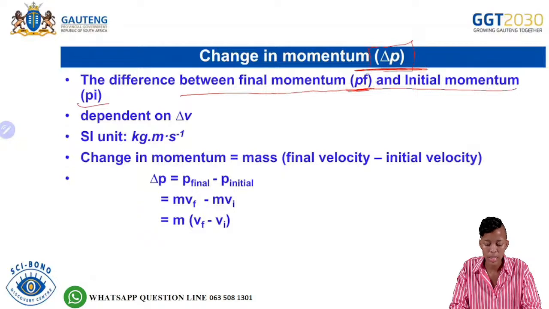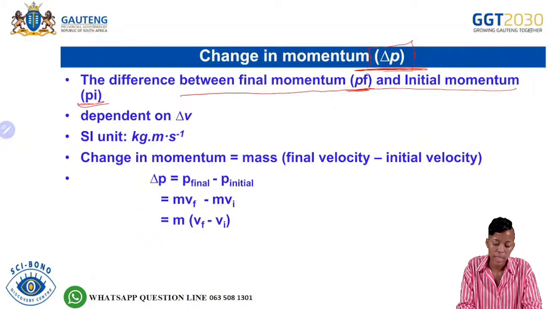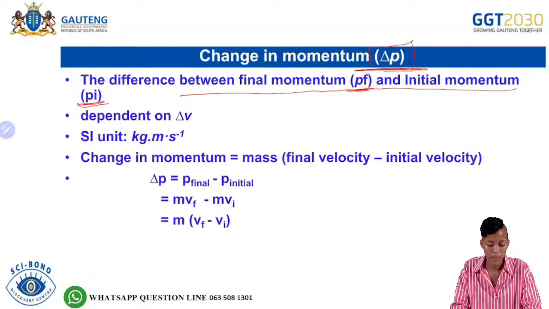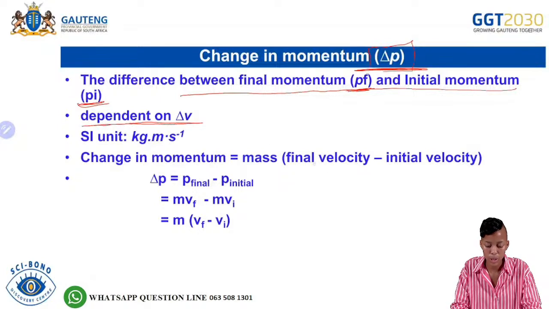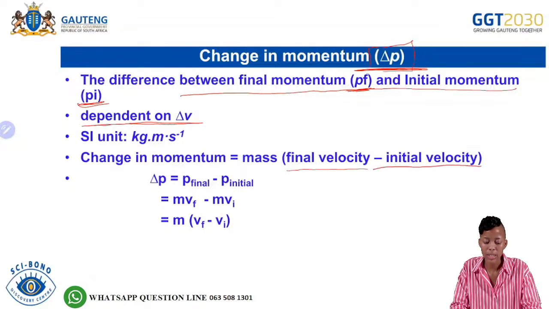How do you indicate your initial momentum? You will indicate it using PI. And then again it says that it is dependent on the change in what? The change in the velocity. Okay, so change in the velocity, again it will mean what? Final velocity minus the initial velocity. And then the change in momentum is the final momentum minus the initial momentum.